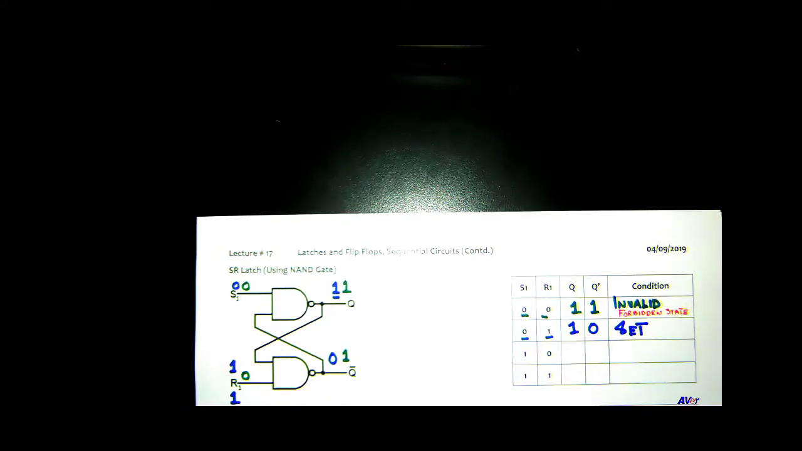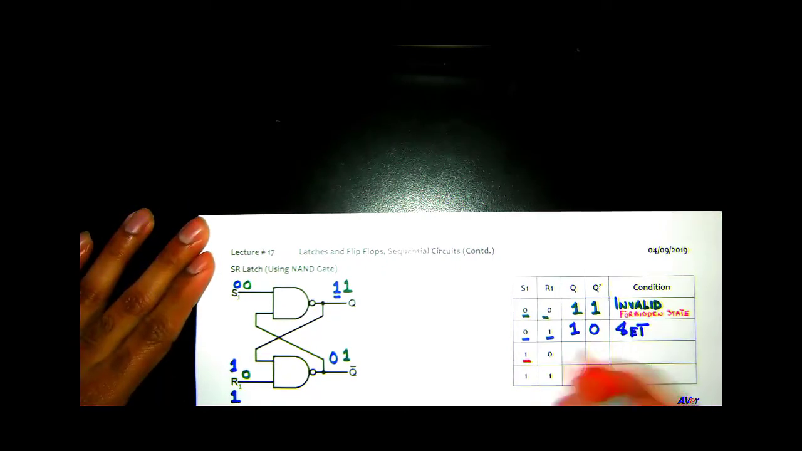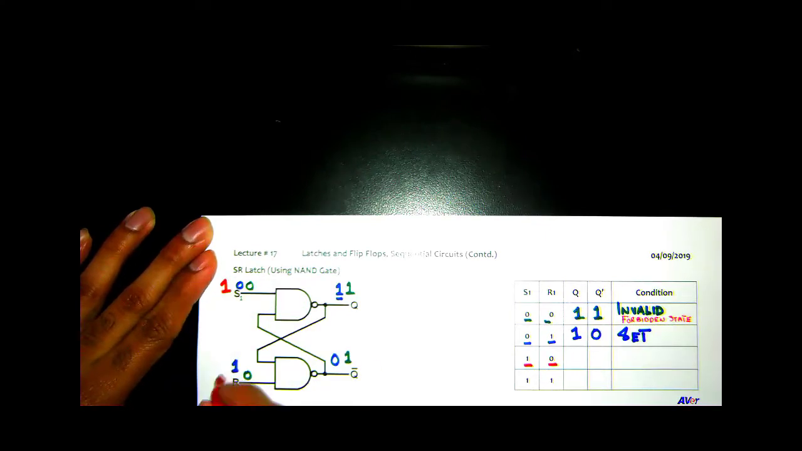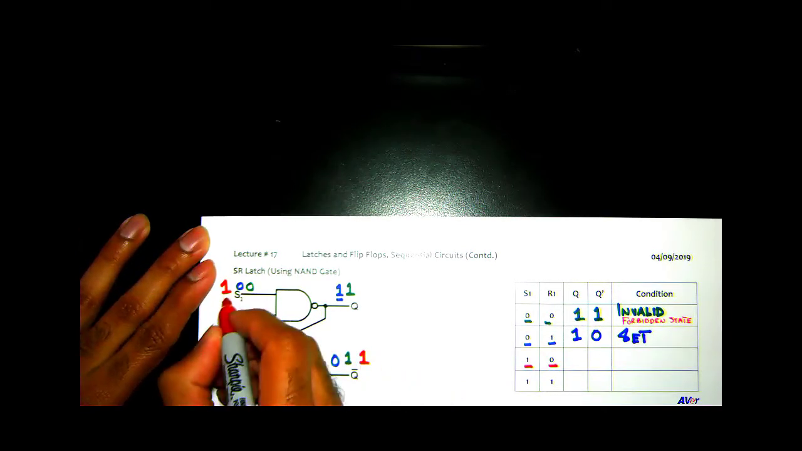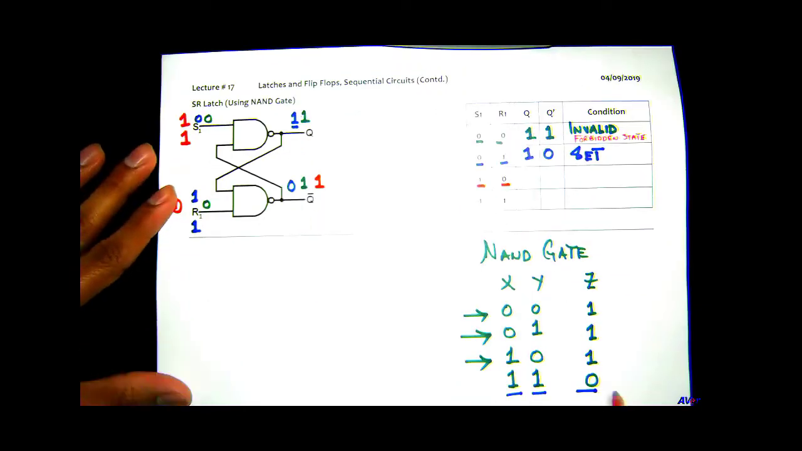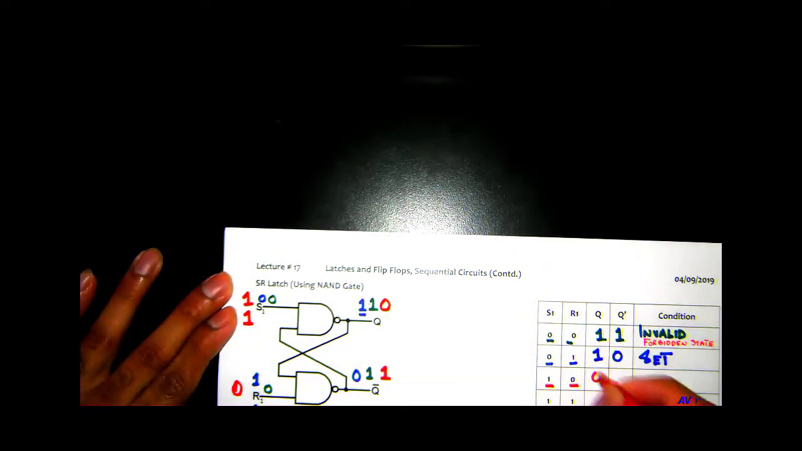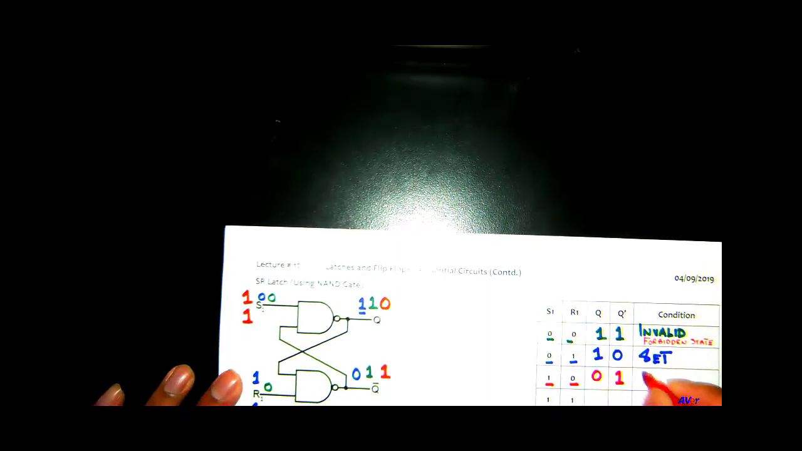Let's change the logic a bit here now. S1 is 1, R1 is 0. We know any of the inputs is 0, output is going to be high. This one is fed into this NAND gate input. 1, 1 makes 0. So your Q is 0 and Q naught is 1. We call this condition as reset.